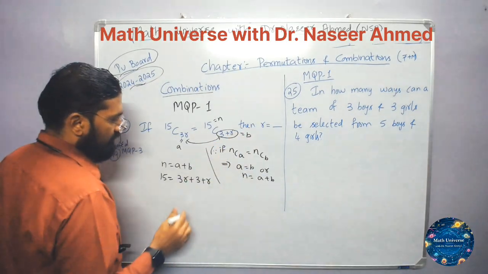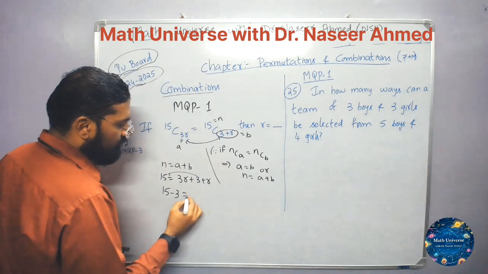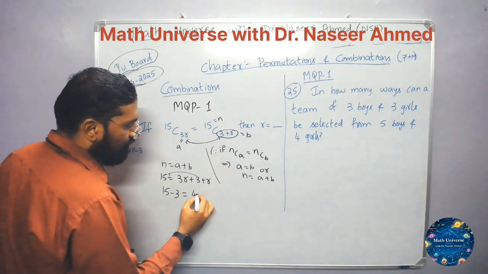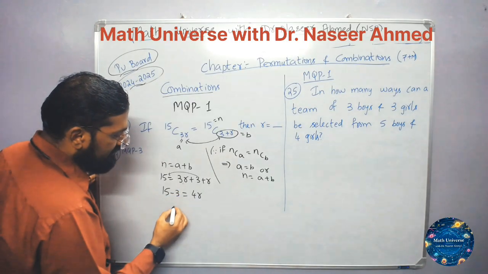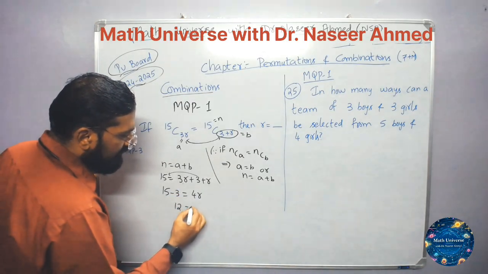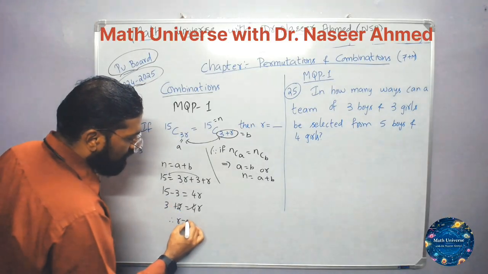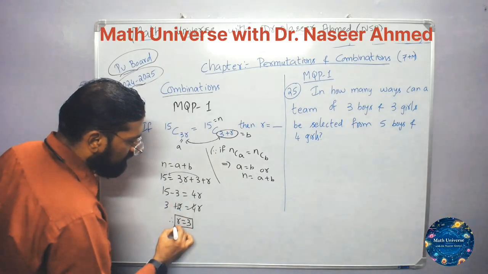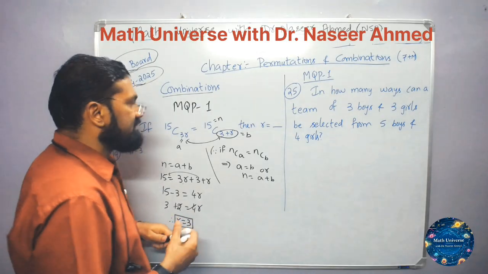Solve for R. So 3 I can transpose here. I'll get 15 minus 3 is equal to 3R plus R, which is 4R. So what is 15 minus 3? 12 is equal to 4R. 4 ones are 4, 4 threes are 12. Therefore R is equal to 3. So our value is 3.